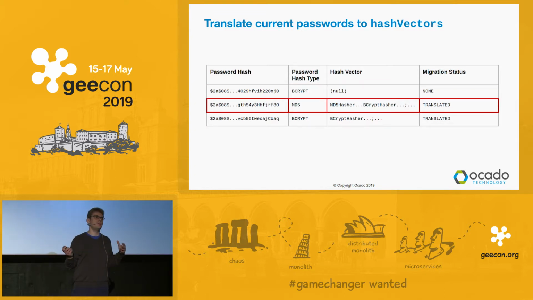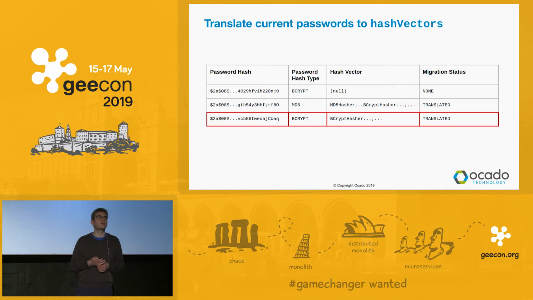So it's basically an operation on strings, really, because we don't have the plain text password. We only derive the parameters for password hasher to compute a hash. So we translate the existing hash that we have to hashVector. In this case, we have MD5, let's say an MD5 customer. So firstly, we need to MD5 hash it, then we need to bcrypt, and then we have the result, right? In the situation when we have only bcrypt, it's easier. It's just bcrypt hasher and that's it. The hashVector is shorter. And we set the migration status to translated, okay?